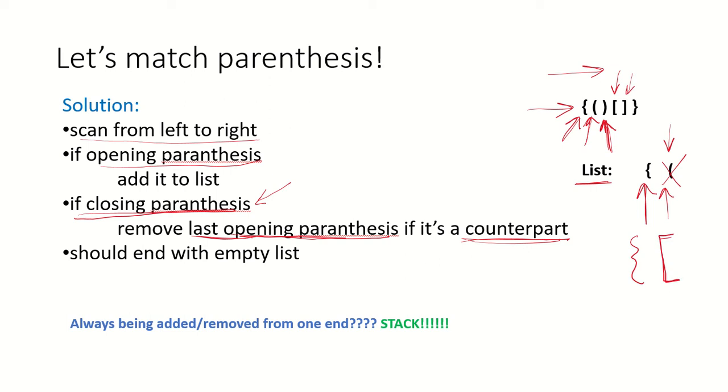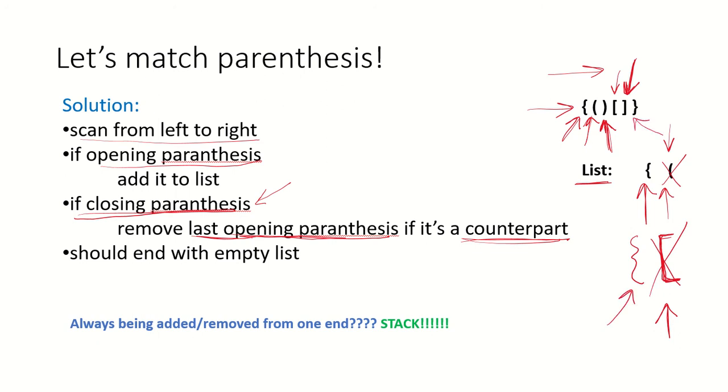Next character is a closing parenthesis. So whenever it is a closing parenthesis, we will check the list. Here we see that the last opening parenthesis is the counterpart of this square closing bracket. So we will remove it from the list again. We are just left with this curly brace.